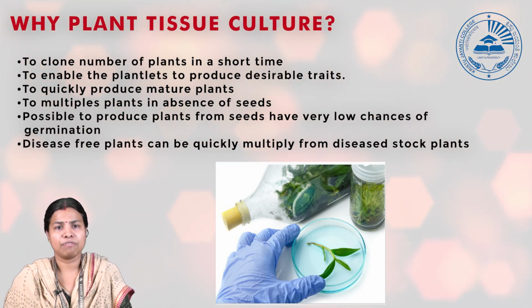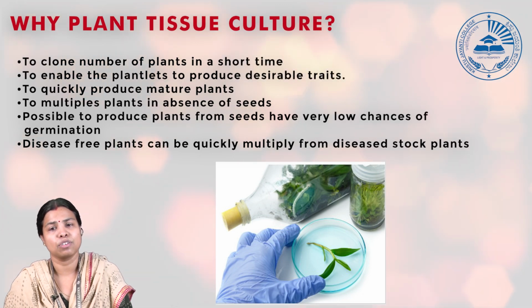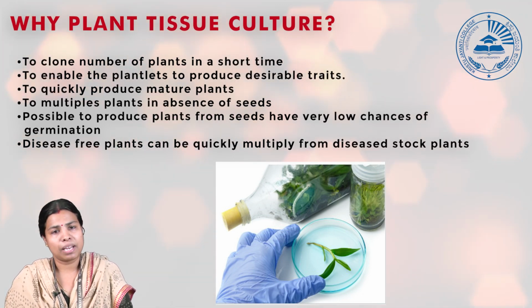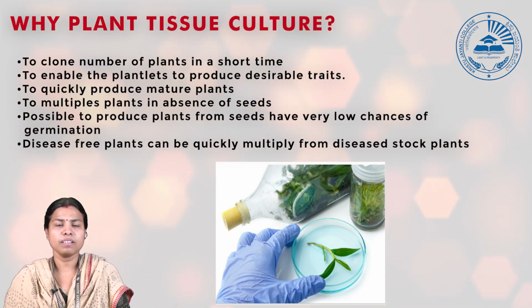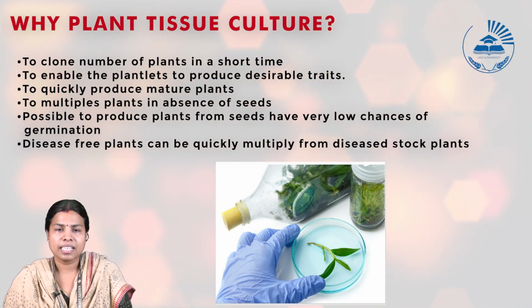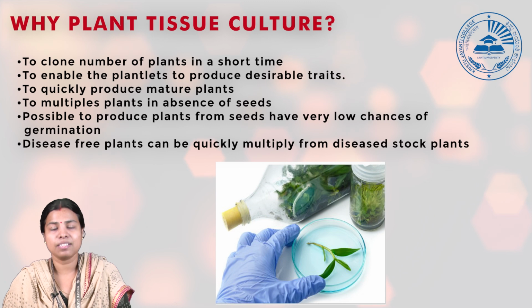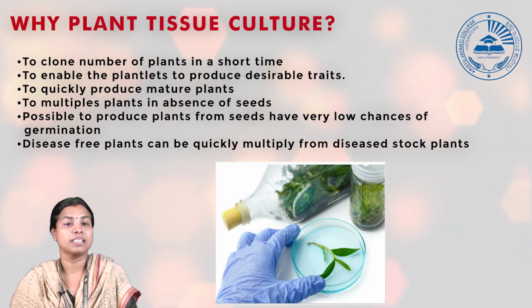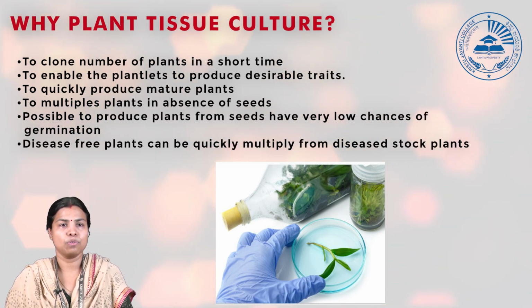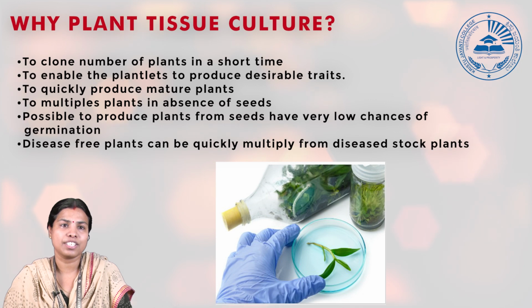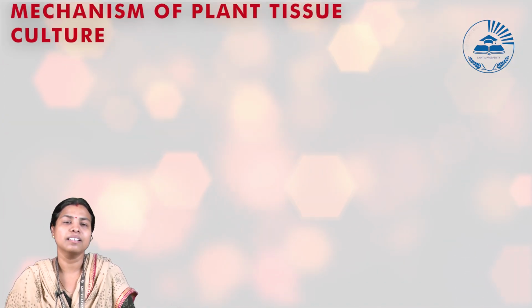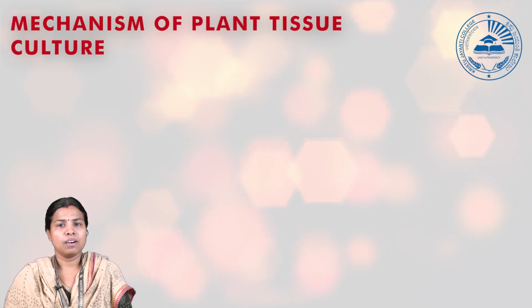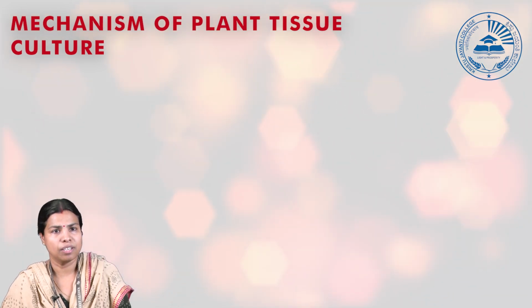It is possible to produce plants from seeds that have very low chances of germination. Disease-free plants can be quickly multiplied from diseased stock plants. Though you have taken disease-free plant parts from the diseased stock plant, you can produce disease-free plants also. So these are the things we can achieve in a very short time by using the plant tissue culture technique under controlled conditions.